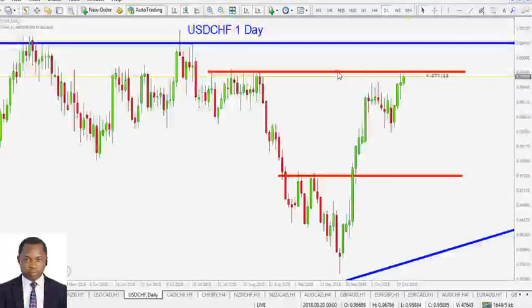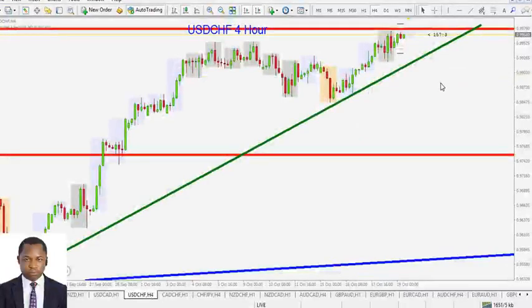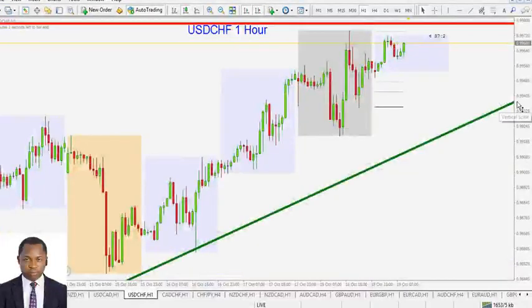Meanwhile, it is challenging the daily level of resistance, this one here. So it's still not a good point to go long, even though it is still bullish. You must be very careful hitting on your buy button.